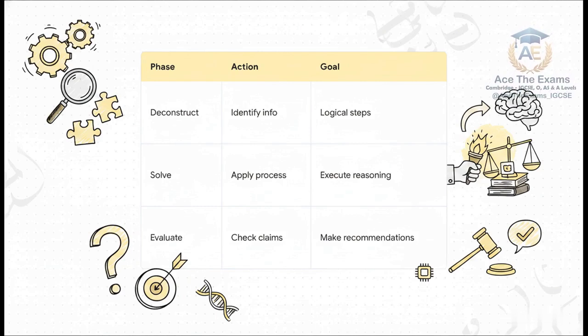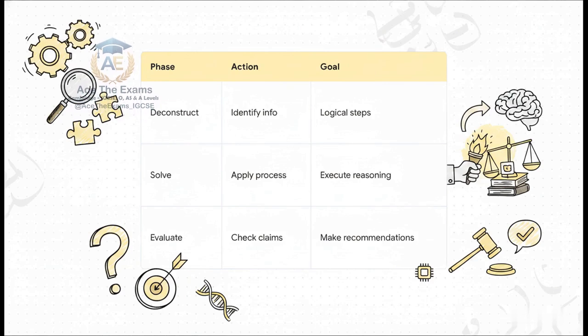First, deconstruct. Identify the given information and break it down into logical steps. Second, solve. Apply your systematic process and execute real, evidence-based reasoning. Finally, evaluate. Check the reasonability of your claims and make justified recommendations. This exact framework forces you to question assumptions, consider different perspectives, and justify every single decision with hard evidence. It ensures you never, ever leave the analytical domain.